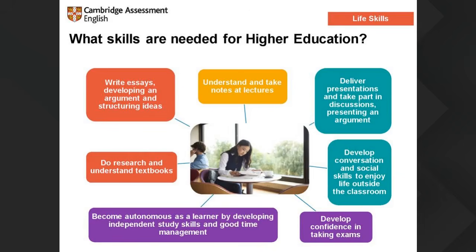B2 is at the upper end of an independent user of English, and students with a B2 level should be able to follow an academic course fairly successfully. Delivering presentations, taking part in discussions, if we're speaking higher education, seminars perhaps, presenting arguments, justifying their arguments. Also, from a social point of view, being able to take part in conversations and develop them, and also enjoy life outside the classroom. And hopefully it will help them become more autonomous as learners, developing independent study skills, good time management.